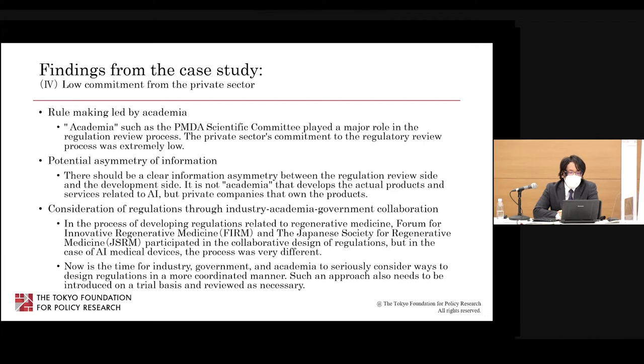And the private sector's commitment to the regulatory review process was extremely low. This is a very interesting situation in Japan. Second point is potential asymmetry of information. There should be a clear information asymmetry between the regulation side and the company side. It is not academia that develops the actual product. Third point is consideration of regulation through industry, academia, government collaboration.